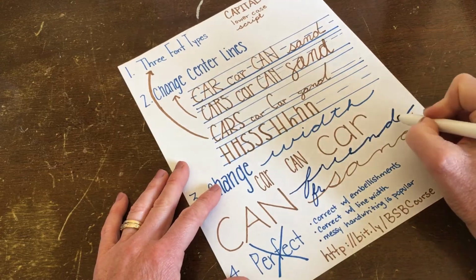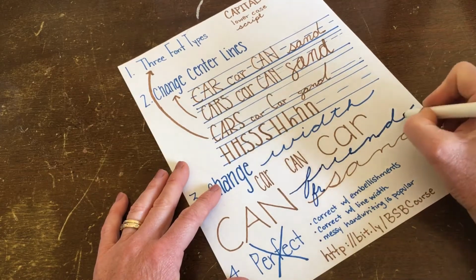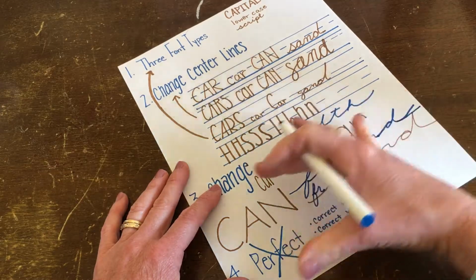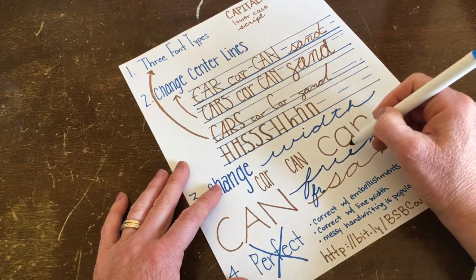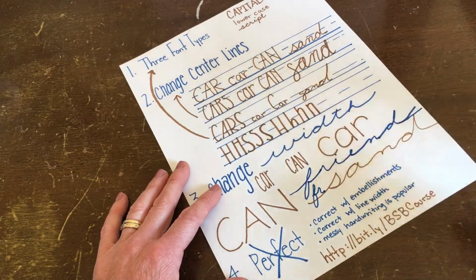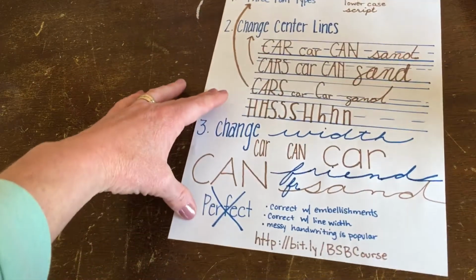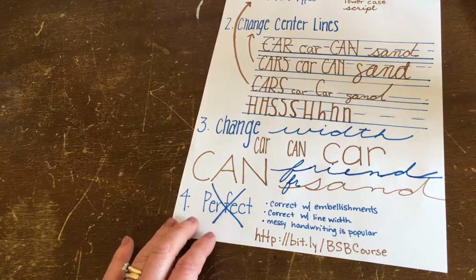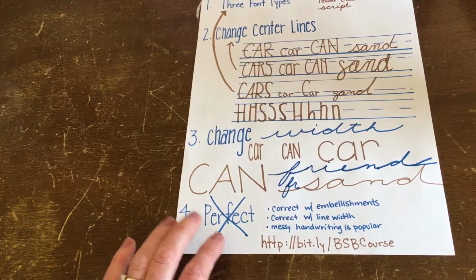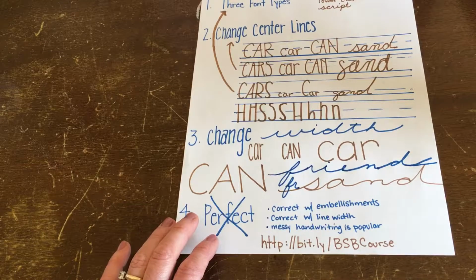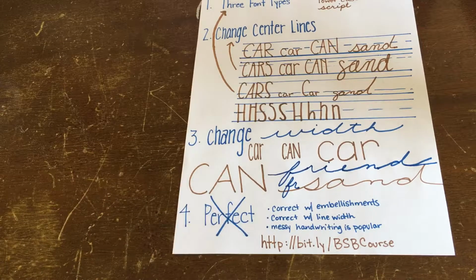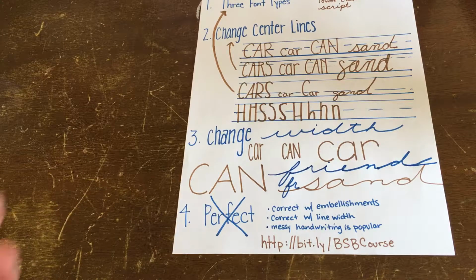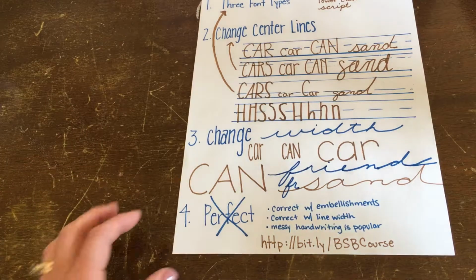Now, what I probably would do, instead of curling the tail up, I probably should have just done it straight like that to give it the illusion of length. And the I is there. Almost dotted my E. Okay, so the last thing that you need to keep in mind is don't be perfect, okay? You can correct things with embellishments. You can correct them with line width. You can correct them, or you could just be messy, because messy handwriting is popular right now.